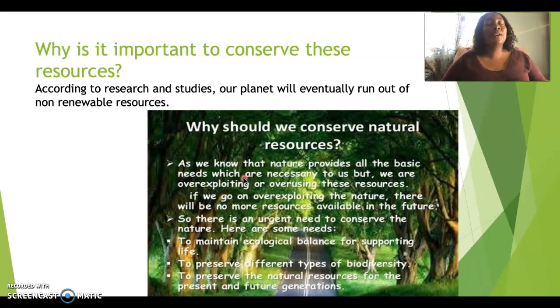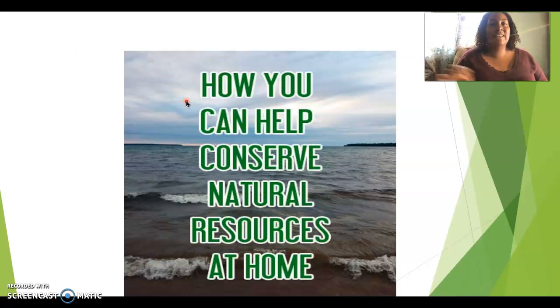It's important. We are going to use this information and new knowledge to be able to apply it. According to research and studies, our planet will eventually run out of non-renewable resources. So that's why we're studying this stuff. Pause the video to read through this visual and write down any notes or questions that you may have. And also, we will be doing a lot of our own research and studies to come to conclusions about this stuff. So I'm really excited about that. Let's go on to the next slide.